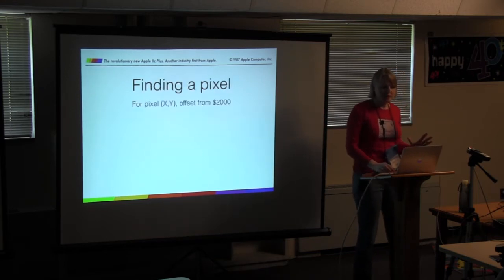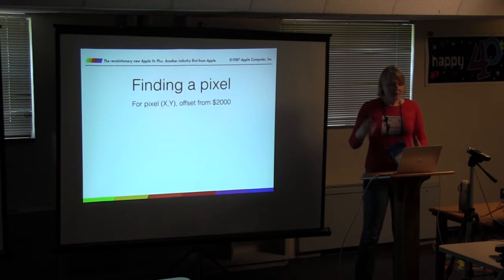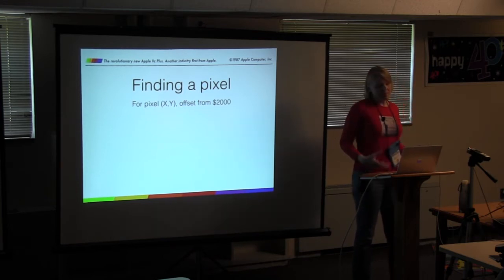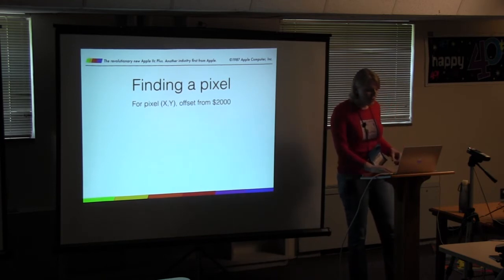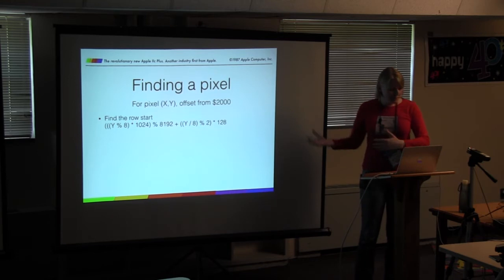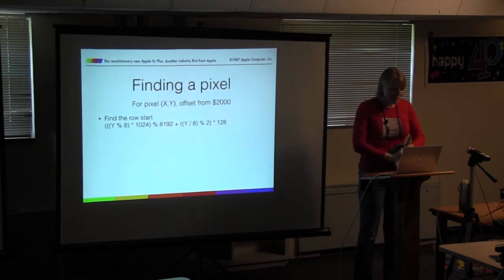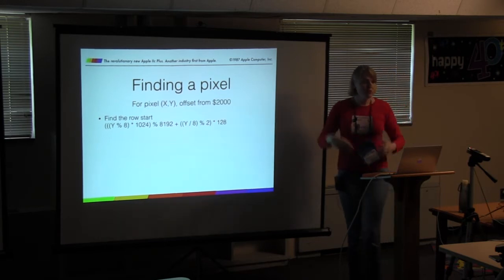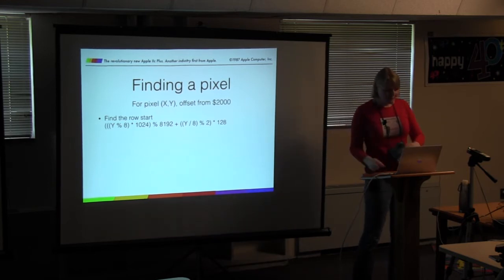Now, if we want to actually write a general purpose pixel plotting routine, how do we do that? Effectively what we need to do, for a given pixel x,y, is calculate an offset from 2000, the start of our graphics page. First thing we're going to do is find the row start, which is done very simply with this simple equation: Y modulus 8 times 1024 modulus 8k plus y over 8 modulus 2 times 128. That may or may not be right, but it's close.